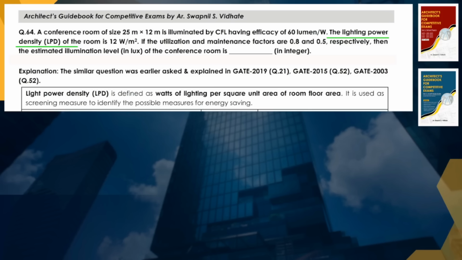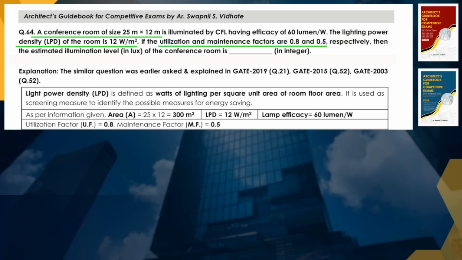What is lighting power density? It is defined as the watts of lighting per square unit area of room floor area. It is used as a screening measure to identify the possible measures for energy saving. The question may be asked based on this information, that lighting power density is defined as which of the following options. So please note down this important information.